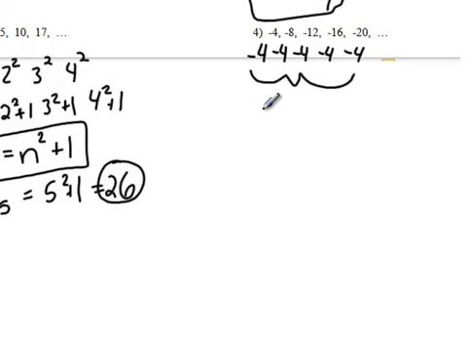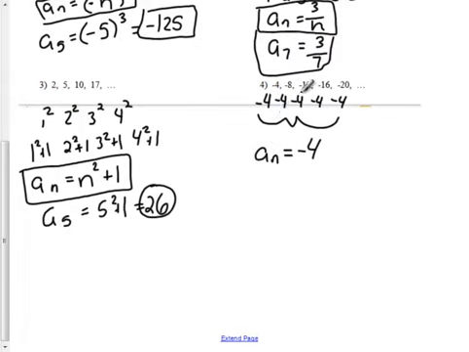So let's think about a rule. Let's say a to the n equals negative 4, but if this was the first term, we only have 1 negative 4, then we have 2 negative 4s, then 3 negative 4s, then 4 negative 4s, then 5 negative 4s. So we are just multiplying by whatever term number we have, and I'm going to call that n. If we plug in 1, negative 4 times 1 gives me my first number, negative 4. If I plug in 2, that just means I have 2 of these negative 4s. The third term is just 3 of these negative 4s. That is why I'm using multiplication.